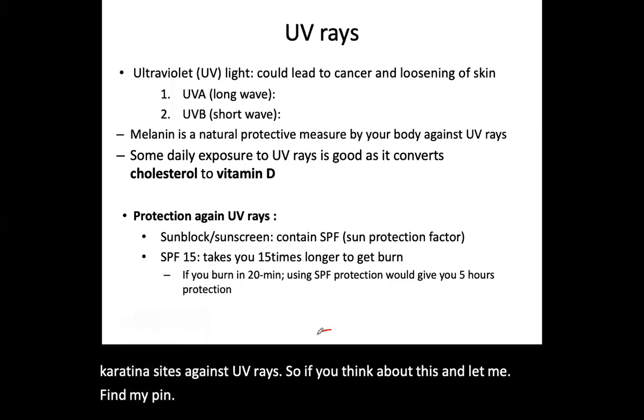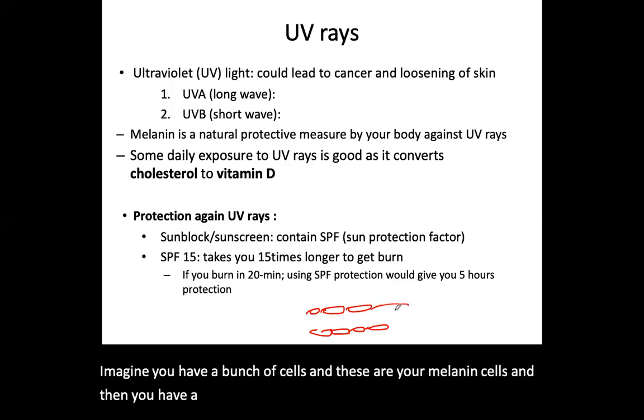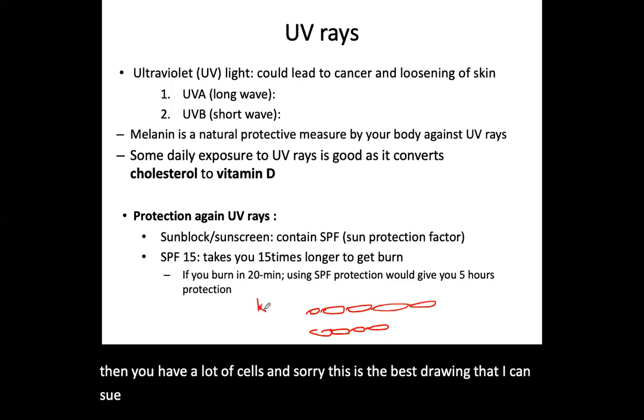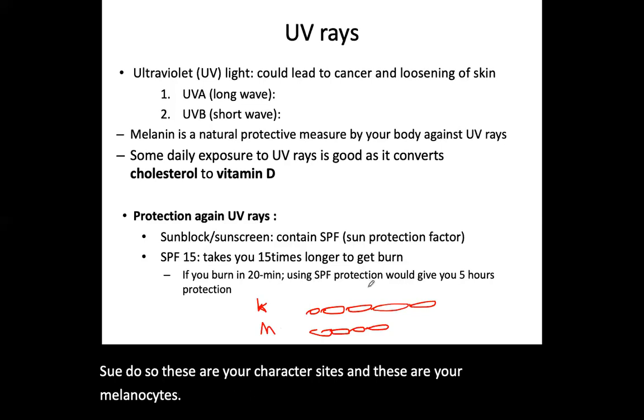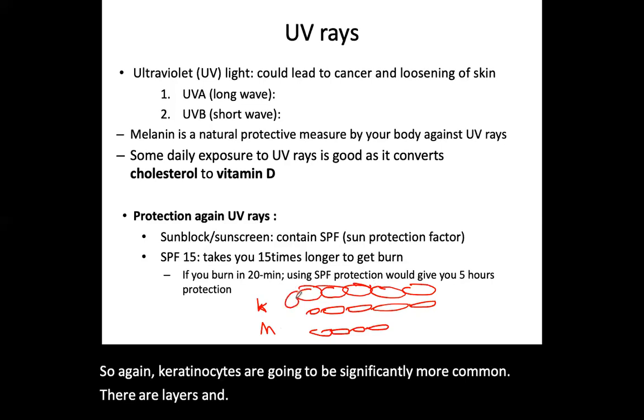So imagine you have a bunch of cells, and these are your melanin cells. And then you have a lot of cells, and sorry, this is the best drawing that I can do. So these are your keratinocytes and these are your melanocytes. So again, keratinocytes are going to be significantly more common. There are layers and layers of keratinocytes on top of each other.